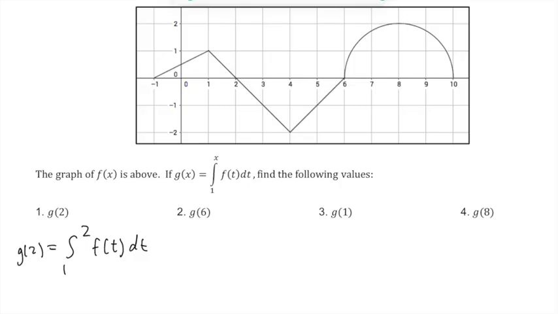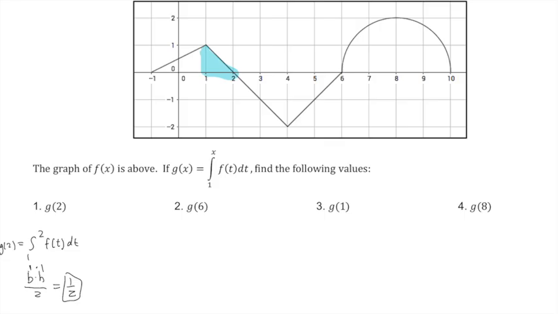And so basically for question 1 again, we're going from 1 to 2. So that is this little area here. So this is going to be base times height divided by 2. My base is 1 and my height is 1. So this is 1 times 1 divided by 2, which is 1/2.